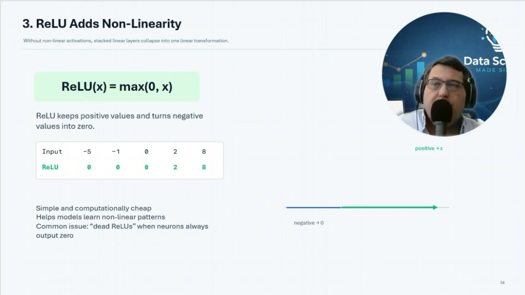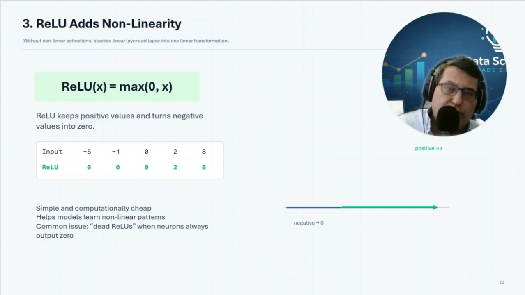For example, negative 5 becomes 0, negative 1 becomes 0, 0 remains 0, 2 remains 2, 8 remains 8. So ReLU transforms the vector negative 5, negative 1, 0, 2, 8 into 0, 0, 0, 2, 8. Despite its simplicity, this operation is extremely important because it introduces nonlinearity into the network. That allows multiple layers to combine and represent much more complex relationships.